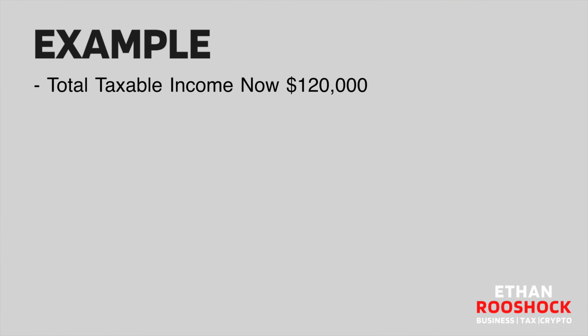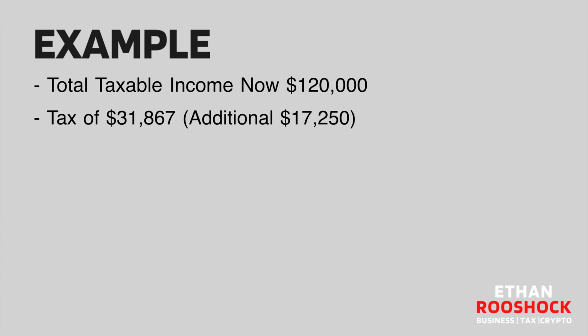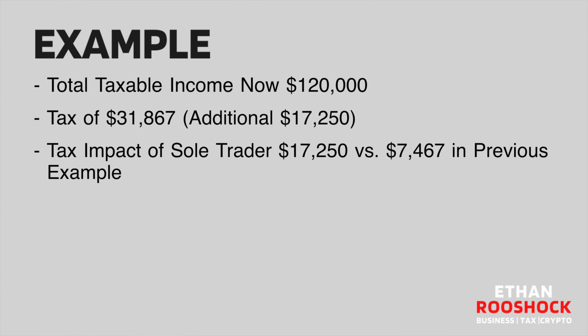But now we've gone and done this side hustle and we've earned that same $50,000 from example one. This $50,000 is now going to push our taxable income up to $120,000. So let's see what the tax implications of that is. So the tax on our side hustle business, when it's been added into our individual tax return, is going to be $17,250. Now compare this to that $50,000 we earned when we had no other income, which was $7,467.